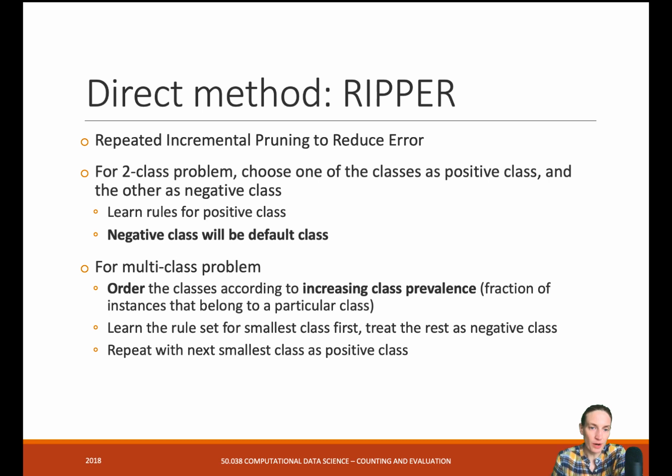In case of a multi-class problem, we proceed to order the classes according to the increasing class prevalence, or basically the prior distribution of the classes. When we look at the fraction of instances that belong to a particular class and sort them from small to large, we start by learning the rule set for the smallest class first, then treat all the rest as a negative class. We proceed to repeat this with the next smallest, so slightly larger class, meaning the class with a slightly bigger class prevalence, as the positive class. So, still treating the rest as a negative class, and we repeat this until everything is covered.